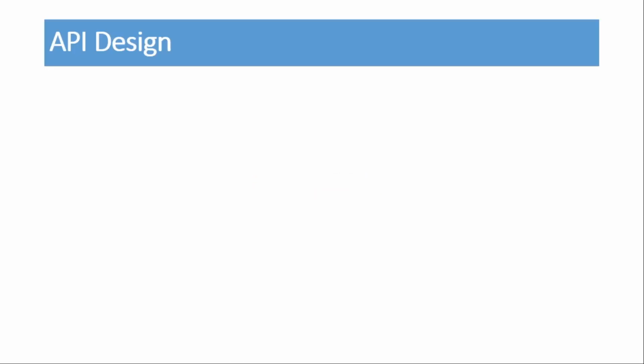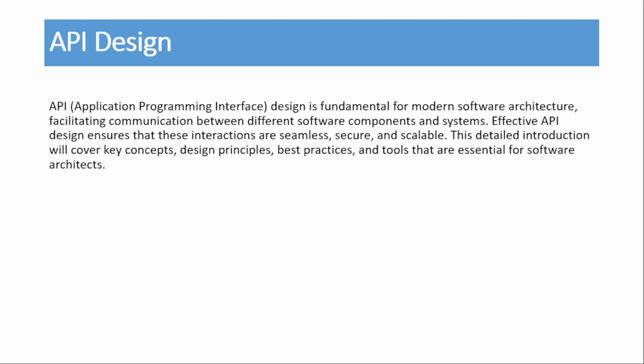What is an API? An API, or application programming interface, is a set of rules and protocols that allows different software solutions to communicate with each other. APIs define the methods and data formats that applications can use to request and exchange information. They serve as intermediaries that enable interactions between different systems, services, and applications.